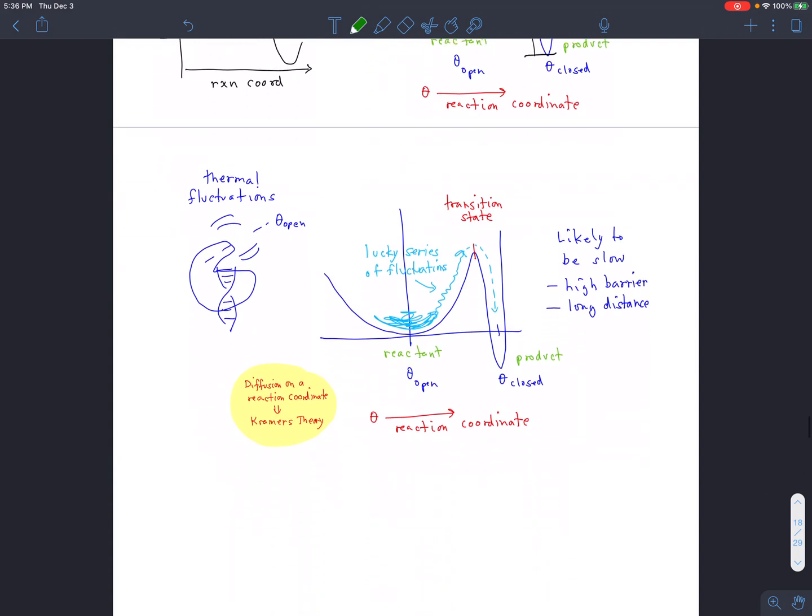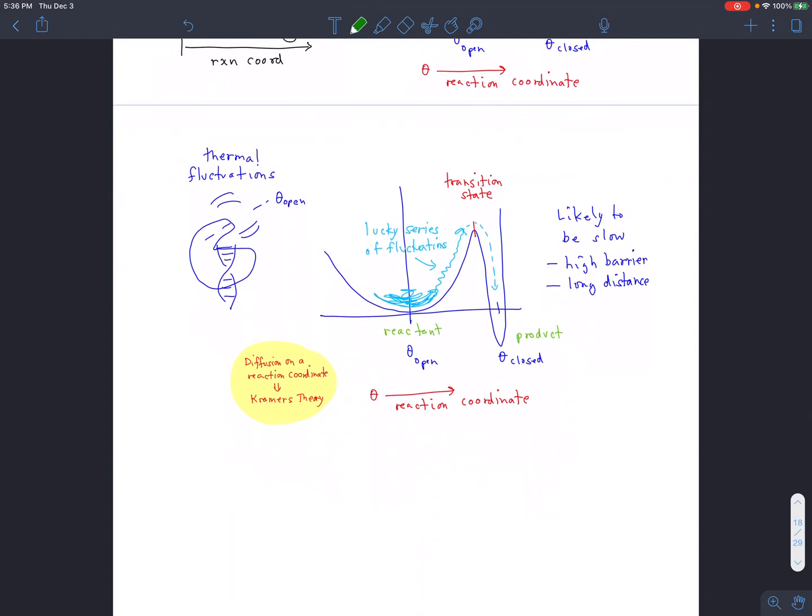We didn't talk about Kramers' theory, but now you know that name, so if you ever come across a situation like this, you at least have a word for a Google search. All right.